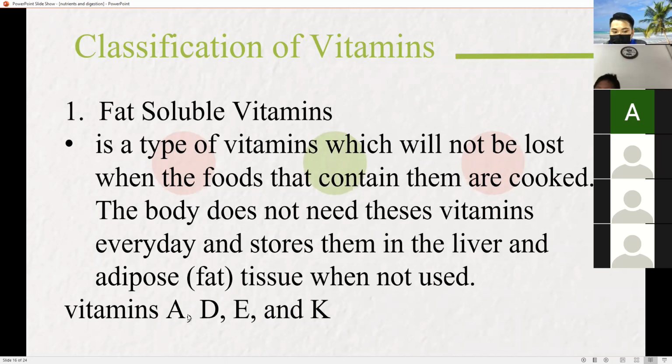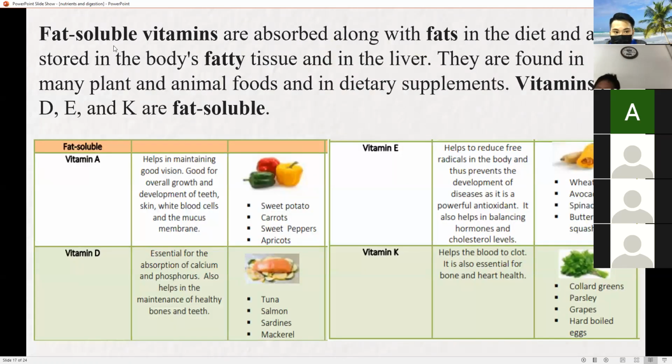Examples of these vitamins are vitamin A, D, E, and K. So we have 4 only for the fat-soluble vitamins. So fat-soluble vitamins are absorbed along with fats in the diet and are stored in the body's fatty tissue and in the liver. They are found in many plant and animal foods and in dietary supplements. So vitamins A, D, E, and K are fat soluble.